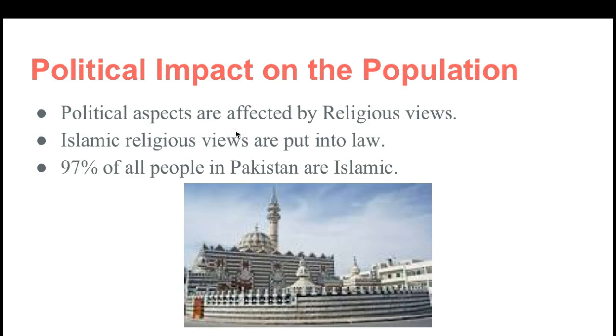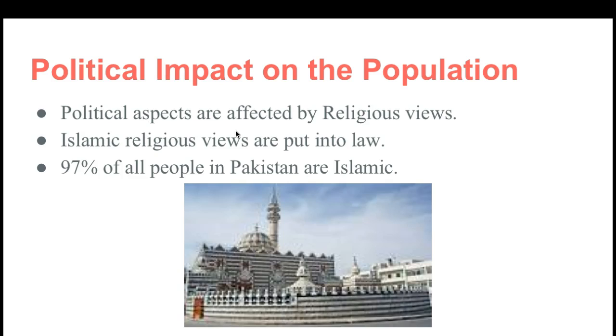We're going to go ahead and move into the political and social aspects of overpopulation in Pakistan. Political and social aspects of the population are directly affected by religion and Pakistani culture. The country's main religion is Islam, with 97% of the people being Islamic. There are two different sects within the Islamic religion in Pakistan. The Sunni make up about 77% of all Islamic people within Pakistan, while another 20% are called the Shia. Christians and Hindus, along with other small groups within Pakistan, are considered to make up another 1% of the population.